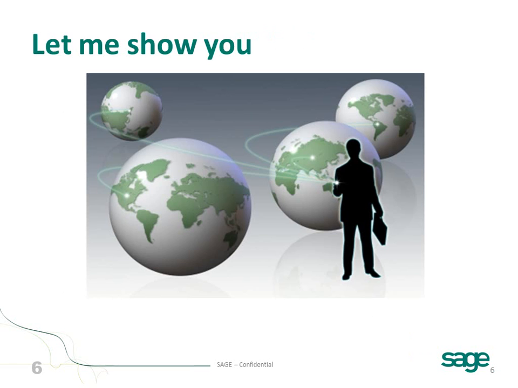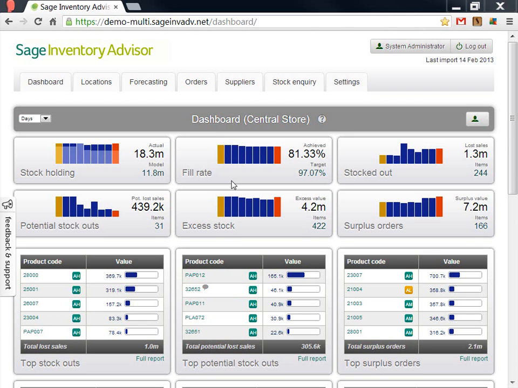So let's have a look at some software. Logging into Sage Inventory Advisor, you'll find you land on this dashboard view. Very quickly, the dashboard is designed to identify those things that have gone wrong. I'm going to focus a little bit first on how to order, as the information around how to order flows nicely into understanding what the dashboard is telling us.